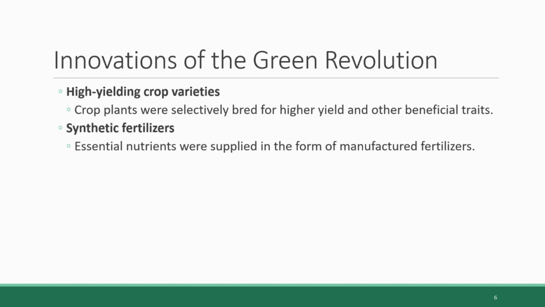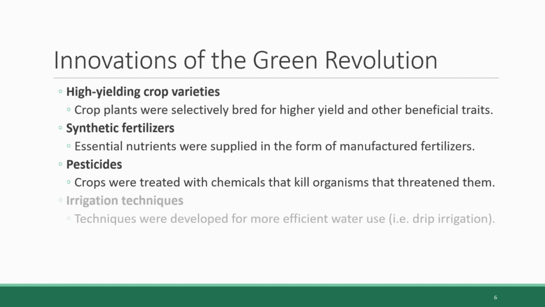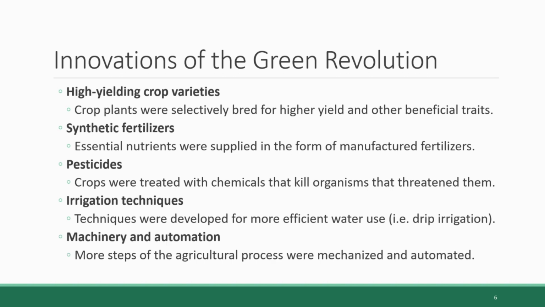The Green Revolution also saw the introduction of pesticides, chemicals that kill organisms that threaten crop plants. So these included herbicides that kill invasive weeds, insecticides that kill insects, and fungicides that kill fungi that can also cause infections in plants. Improved irrigation techniques were also developed so that the water and land could be used more efficiently. And this included drip irrigation and sprinkler irrigation, which are more efficient than flood irrigation, which was previously used commonly.